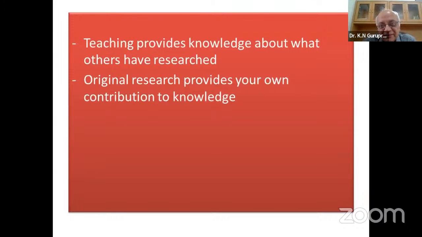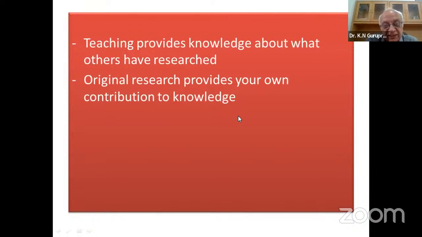Now, going further to research, we do both teaching and research in the universities. Teaching provides the knowledge about what others have researched. Because if you take a book or reference papers to make your teaching notes, that is research done by someone else, not by us. But if you do research, then the original research provides your own contribution to the knowledge. Now, what is your contribution to the knowledge? If you can write a book, then that is your contribution. Or if you can write a research paper, find something new, that will be the contribution to the knowledge.